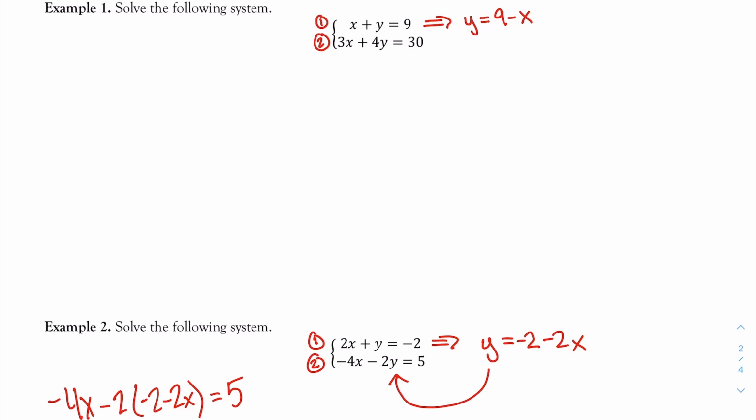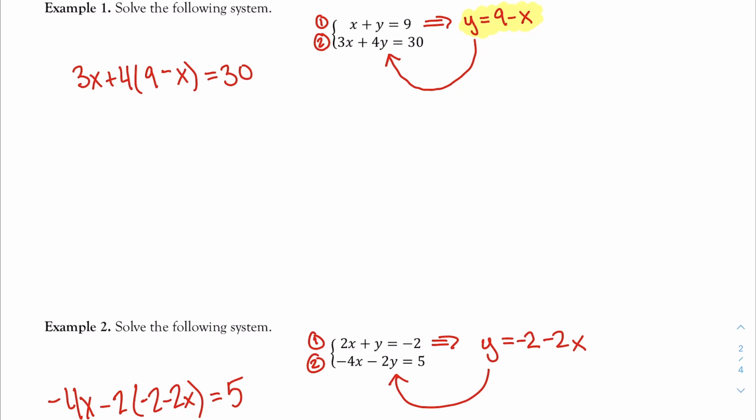This is still the same equation as equation 1. But now I have a single variable by itself. Substitution says I take this equation and plug it into my second equation. In this case, I plug in for y. If I do this, I end up with 3x plus 4 times (9 minus x) is equal to 30. Again, I replaced that y with 9 minus x.